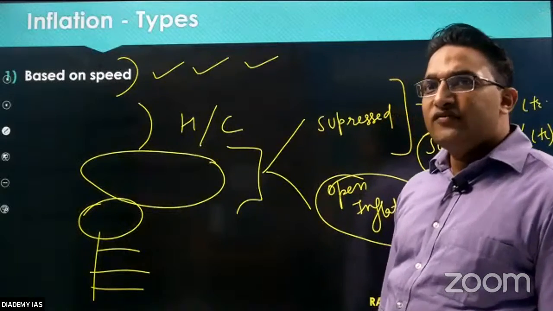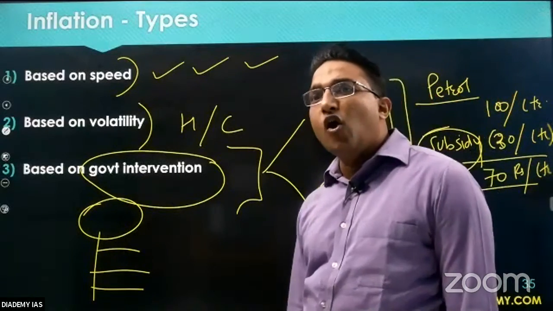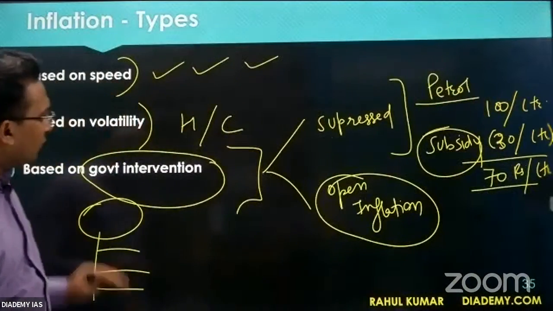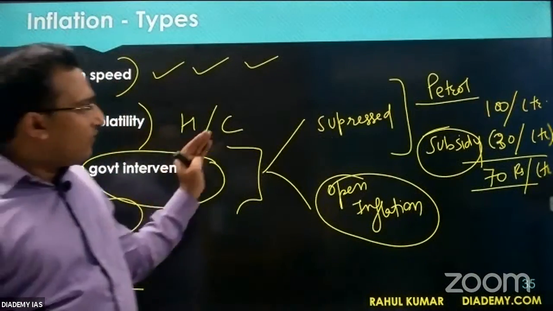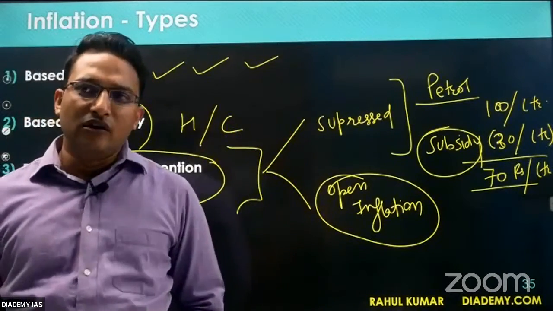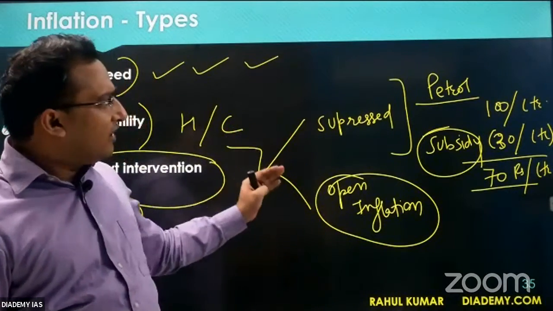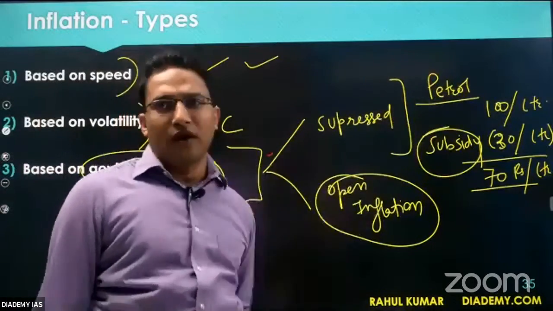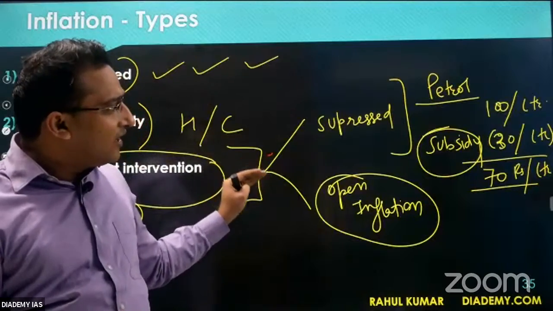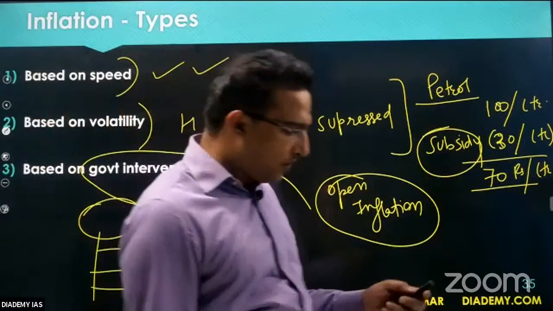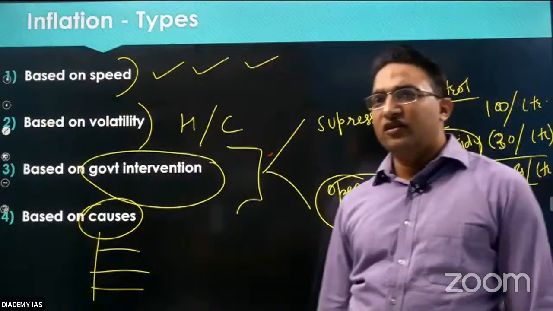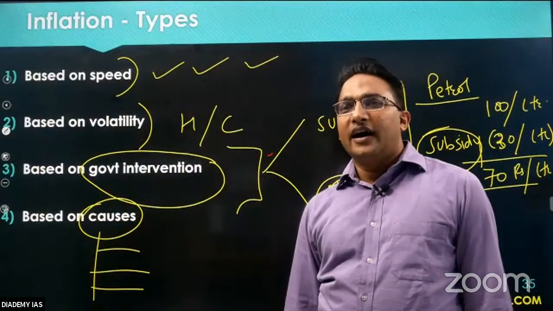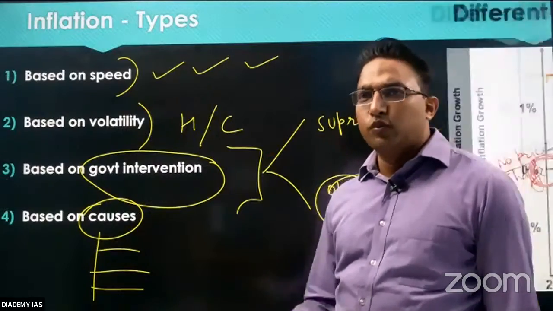Now apart from this we have the government intervention based type of inflation, right? So either government can intervene or it cannot intervene. If it intervenes, then it is called suppressed inflation. For example, controlling the petrol price. And if government does not intervene, then it is called open inflation, right? Open means there is no control from the side of government. Based upon the causes of inflation also, we can identify the inflation: demand pull, cost push, etc.